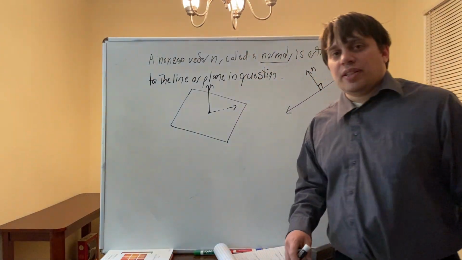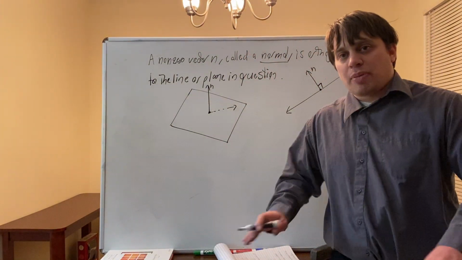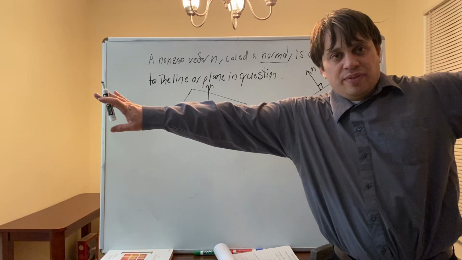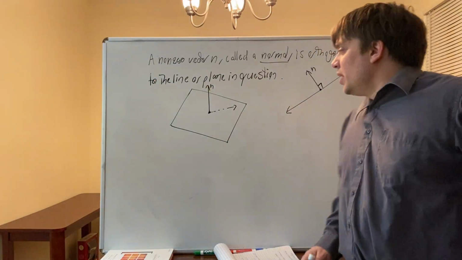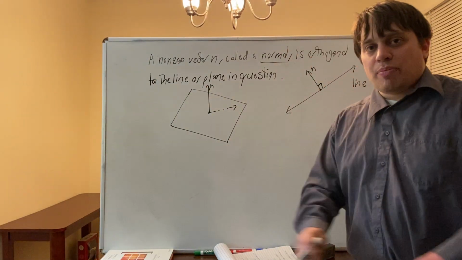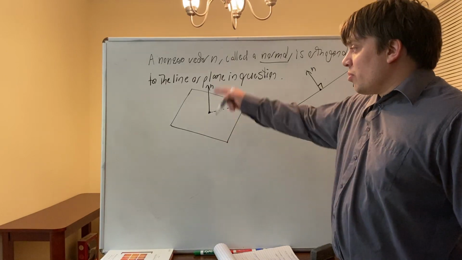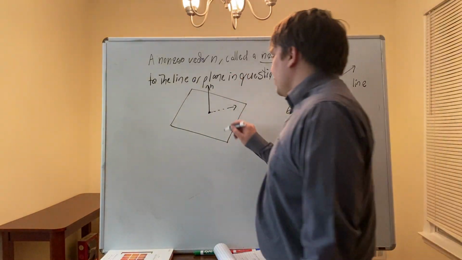Take a vector that's entirely in that plane. So a plane is kind of like a piece of paper that goes out in all directions to infinity in every direction. And so take a vector that's on that piece of paper, that's on that plane, then the normal vector is perpendicular to that vector.